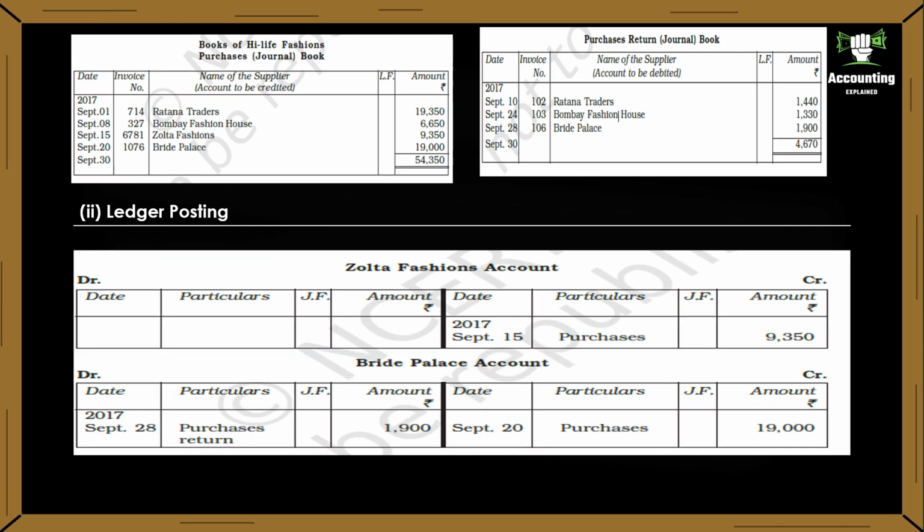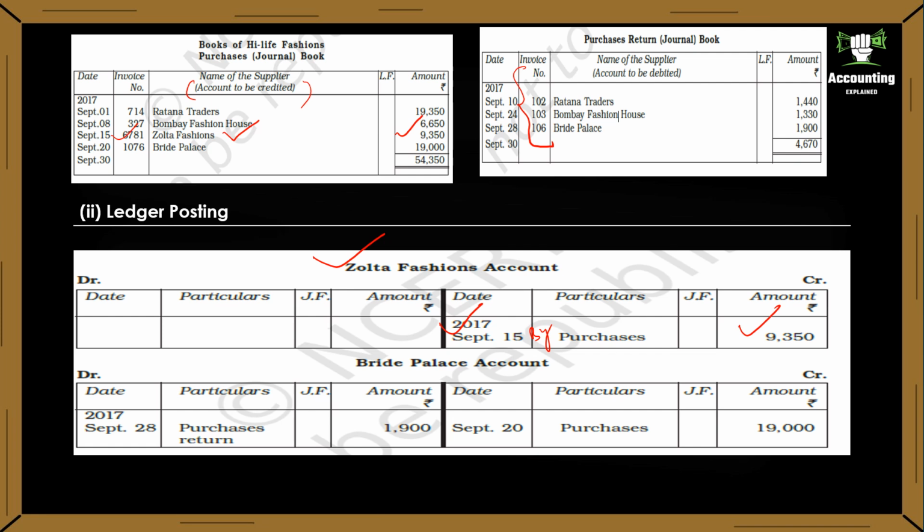Next in the purchases journal book we have Zolta Fashions. So open the Zolta Fashions account. Account to be credited on September 15th is 9,350. So on September 15, on the credit side of Zolta Fashions, by purchases 9,350. See in the purchases return journal book whether there is any Zolta Fashions. No, there is no Zolta Fashions. So we are not going to write anything on the debit side. We are going to leave it as such.